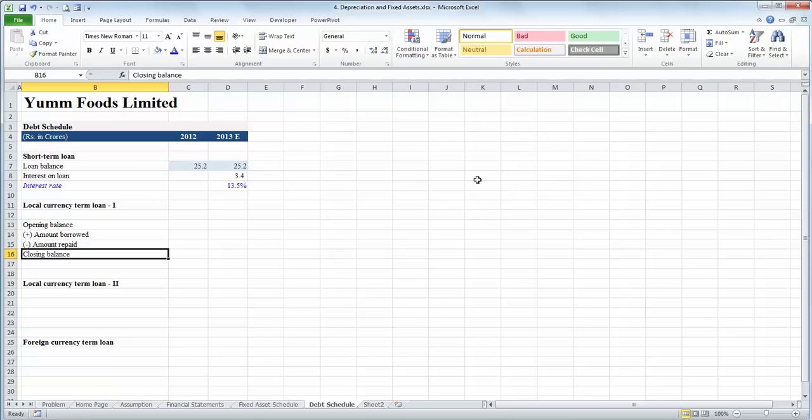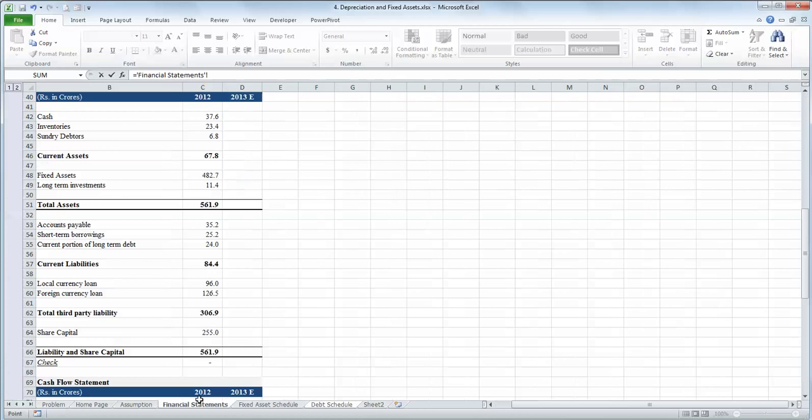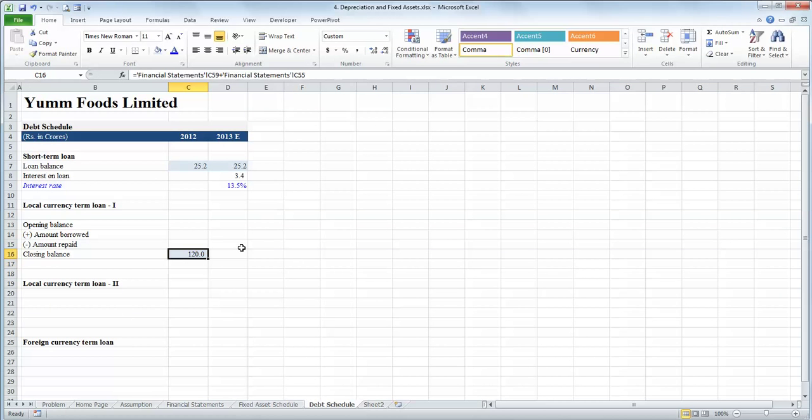Now the closing balance for a year, we can get from the balance sheet, for 2012. So we'll link it to the balance sheet. You can say it's 96 crores of local currency loan in long-term debt and 24 crores of short-term debt. Enter. While 120 crores is the number we would like to work with, we may also have to capture the amount of short-term portion that's sitting in this.